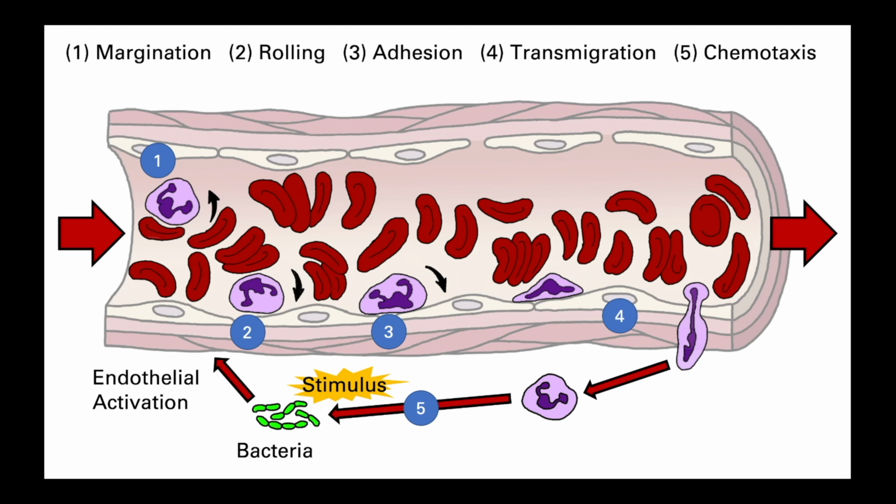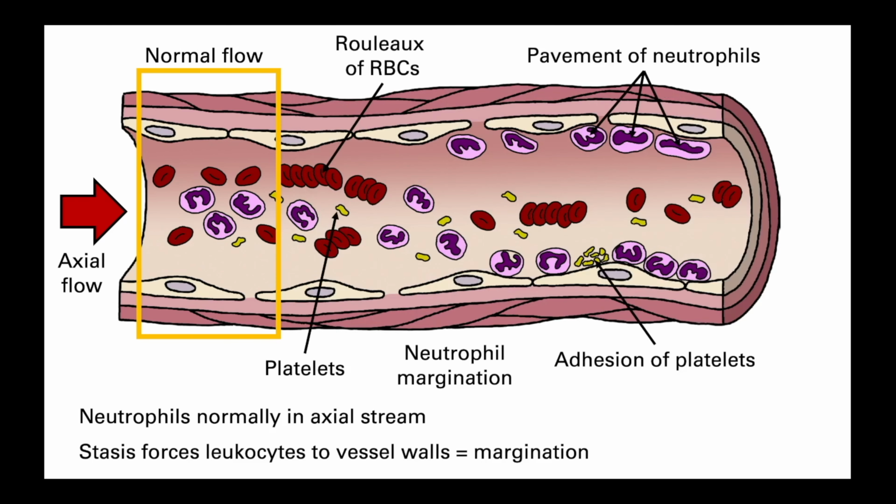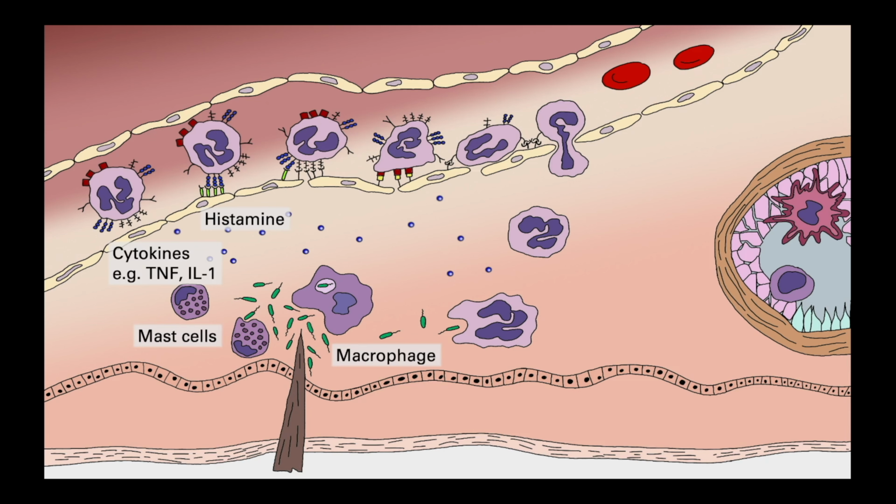So we can go a bit deeper into these processes now that you have a broader overview. And the first stage is margination. Under normal flow, the leukocytes are confined to the axial flow of the vessel. But blood stasis, due to permeabilization, pushes the leukocytes to the margins where they will roll along the endothelium, forming a pavement of neutrophils along the endothelial walls of the vessels. As they start to slow down, they adhere. So this cartoon shows an overview of this whole process, and we'll break down each step.